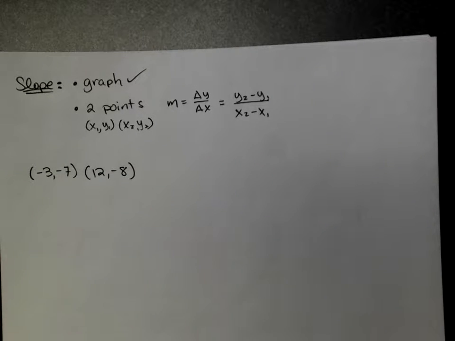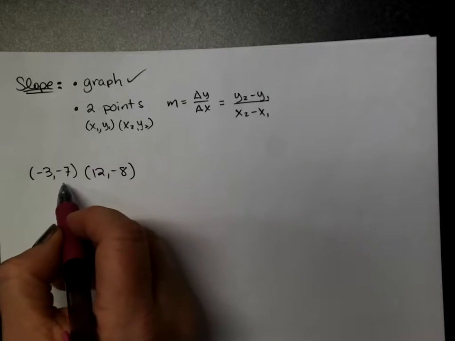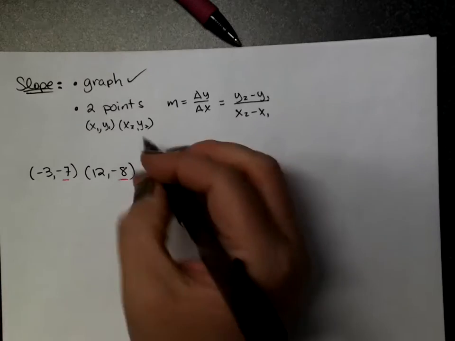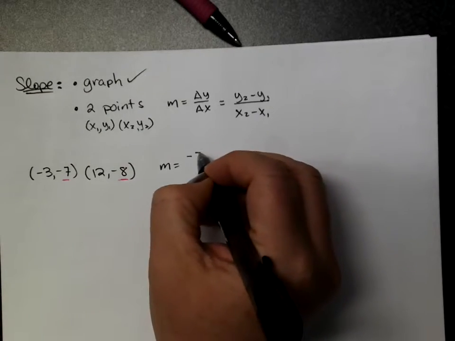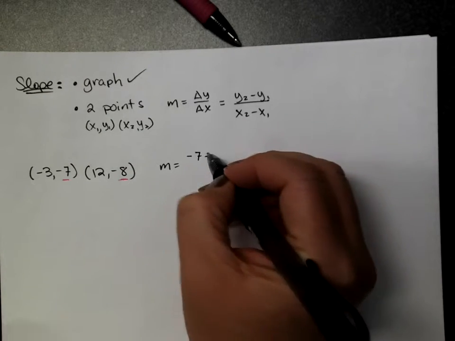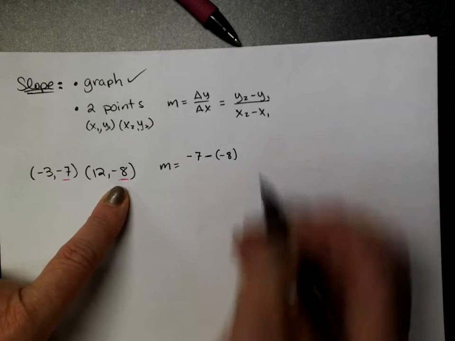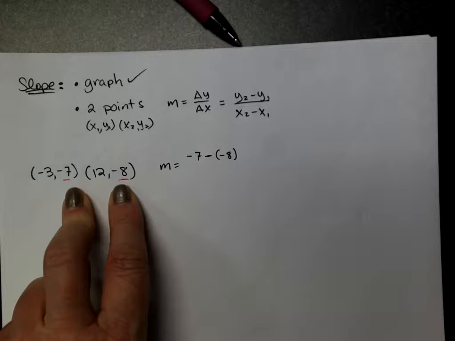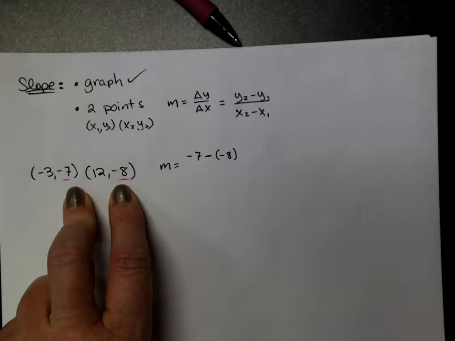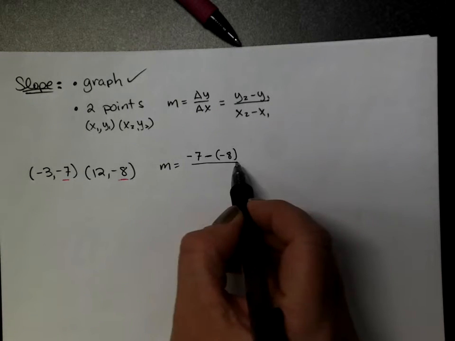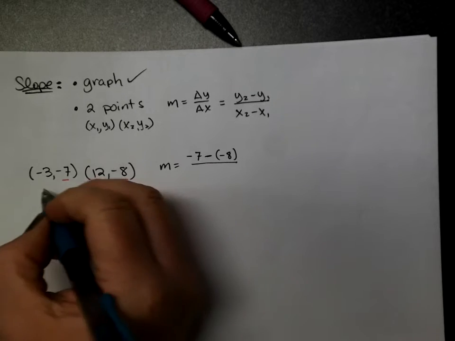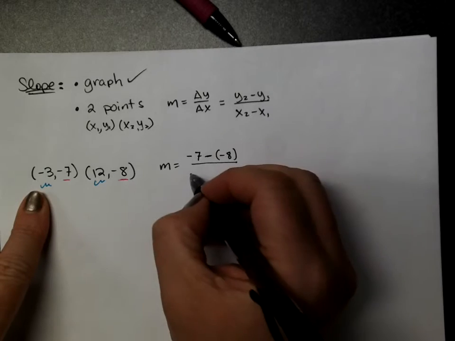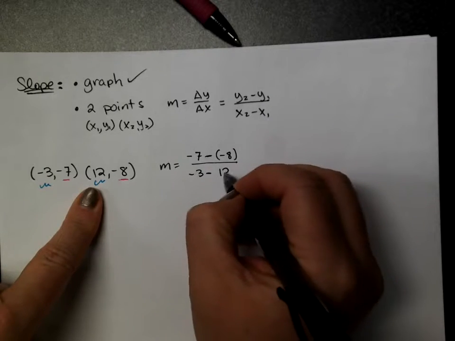So to avoid twisting, in my case, I go just left to right like I'm reading. So my y values are -7 and -8. So my slope is -7 minus -8. Both of my y coordinates are negative, and so I'm doing a negative minus a negative. Okay. And my x coordinates then are -3 and 12. And again, I'm just going left to right. -3 minus +12.